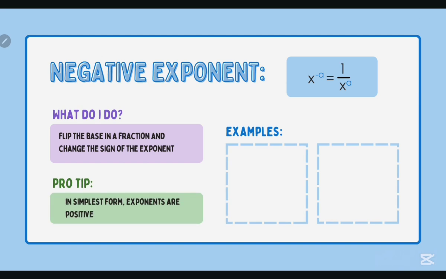Negative exponents. If there's a fractional expression, we can change the sign of the exponent and invert the base. We can give some examples like this. 1 over x to the power of minus 6 will be x to the power of 6. And also we can do the opposite. X to the power of minus 8 will be equal to 1 over x to the power of 8. We can continue with the other rules.